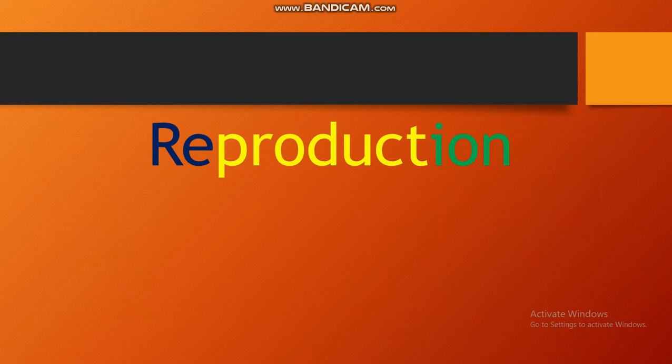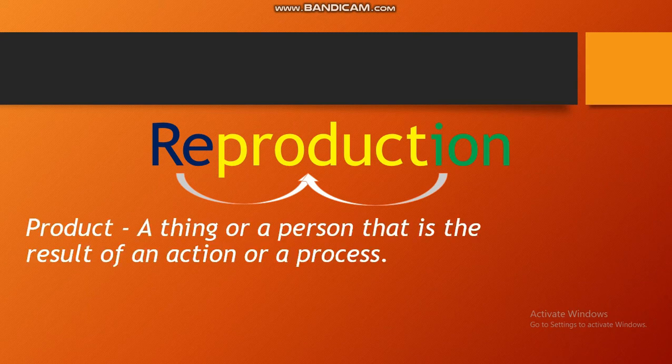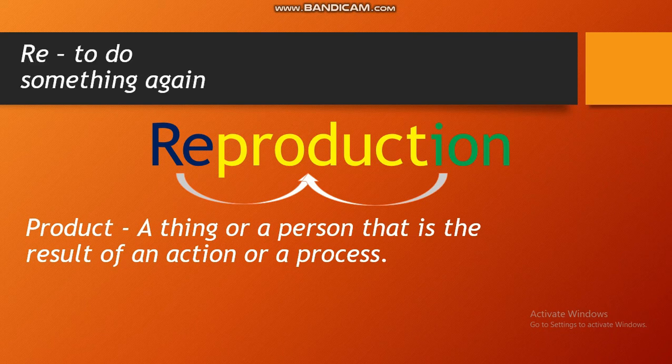I want you to be reminded, students, that the purpose or function of an affix is to change the meaning of the root word. Let us dissect this word, reproduction. What is the meaning of product, the root word? Product, a thing or a person that is the result of an action or a process. What is the meaning of the prefix re? To do something again. So, you are making a product again.